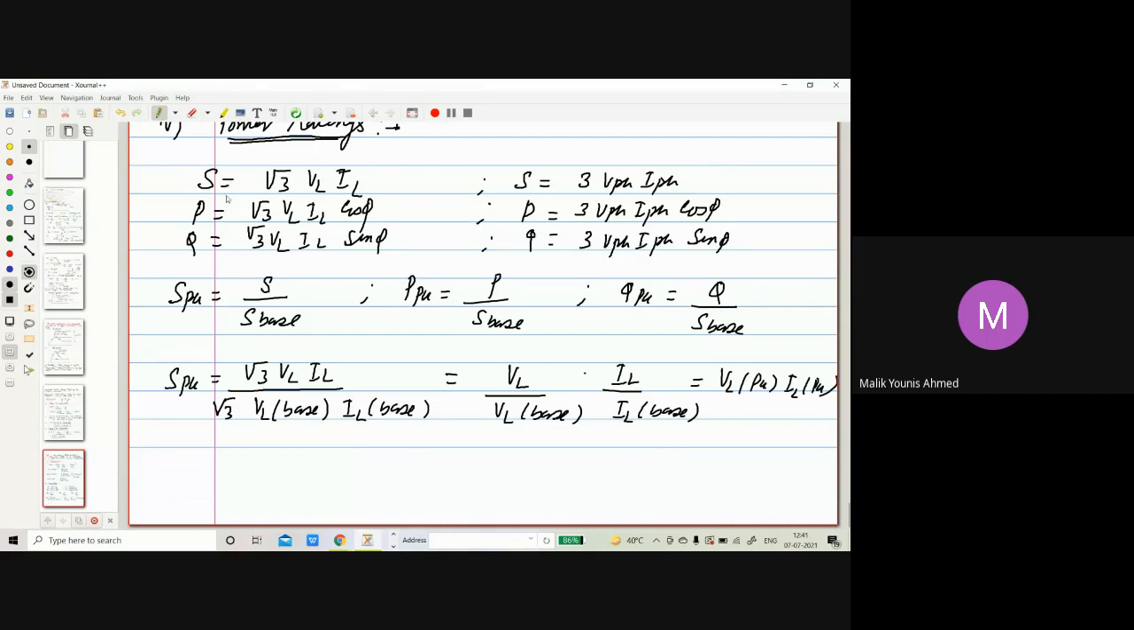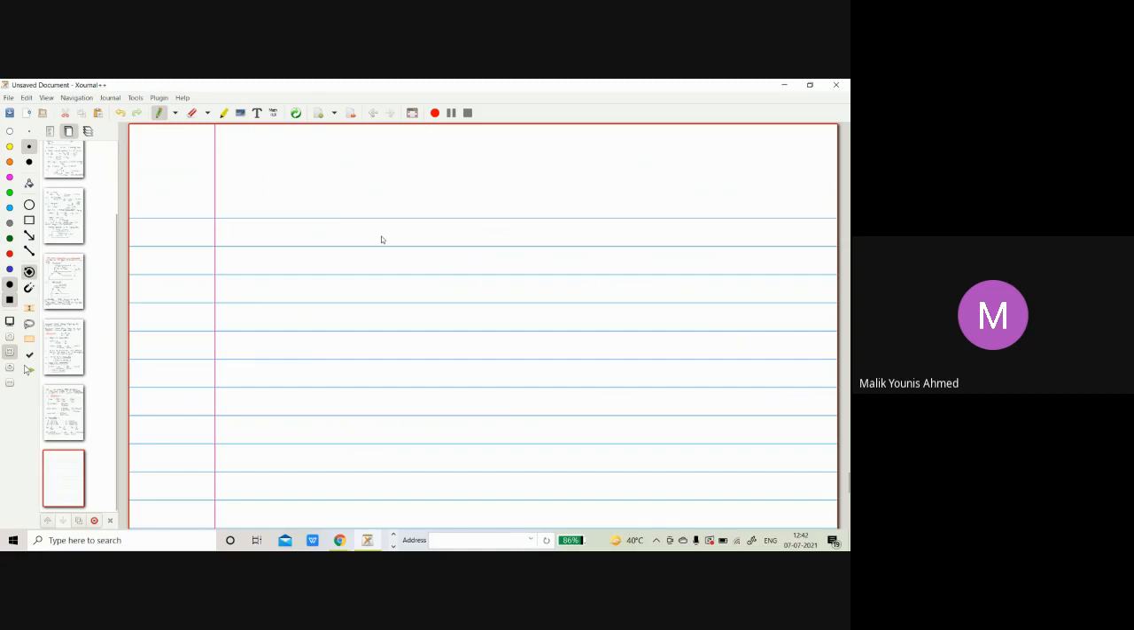So that's what I am telling, that when you are using relationships in a three-phase system, there is a disadvantage that √3 and 3 will not be considered in the per unit representation. I am repeating this again. Okay, let's move to the second.